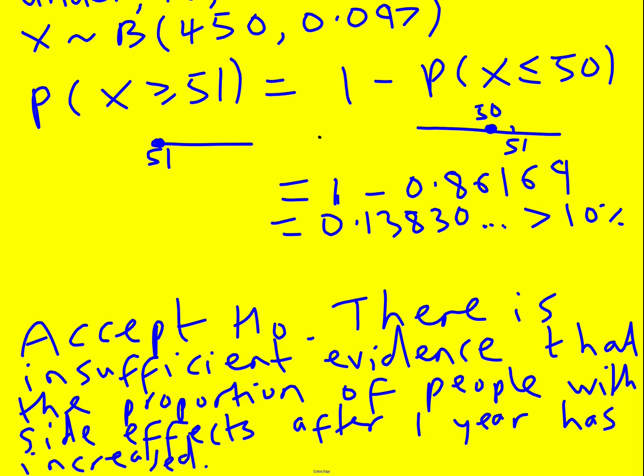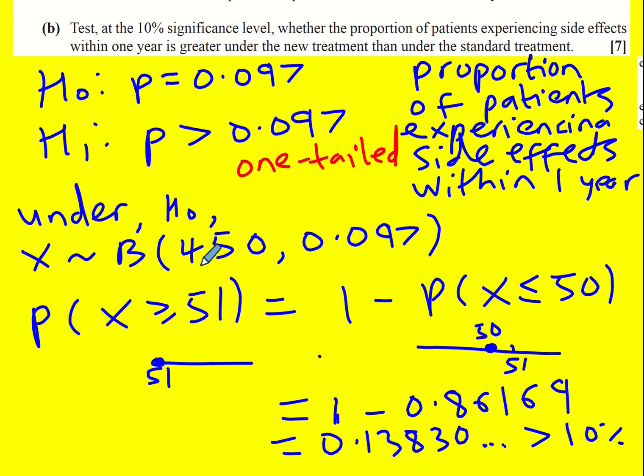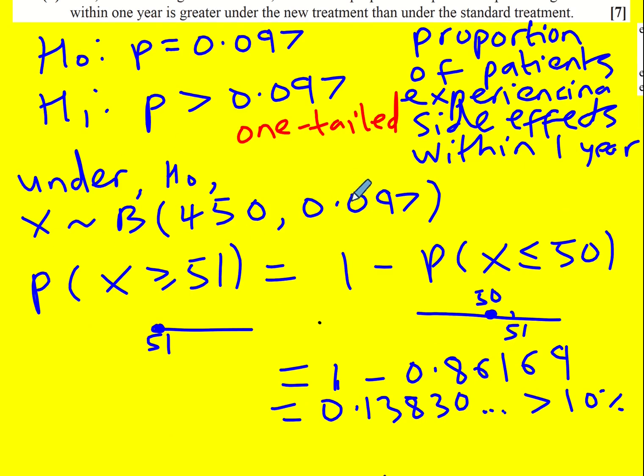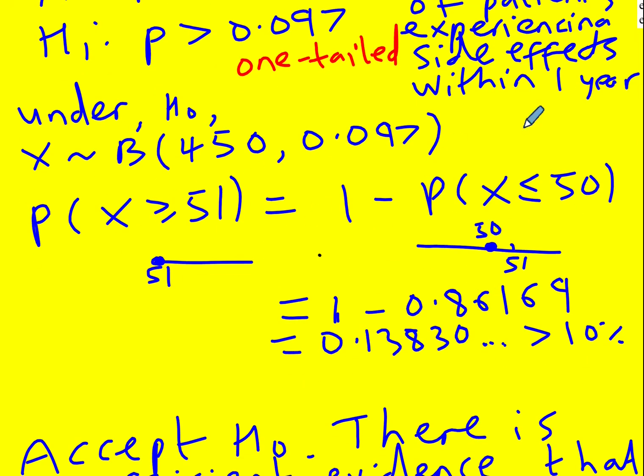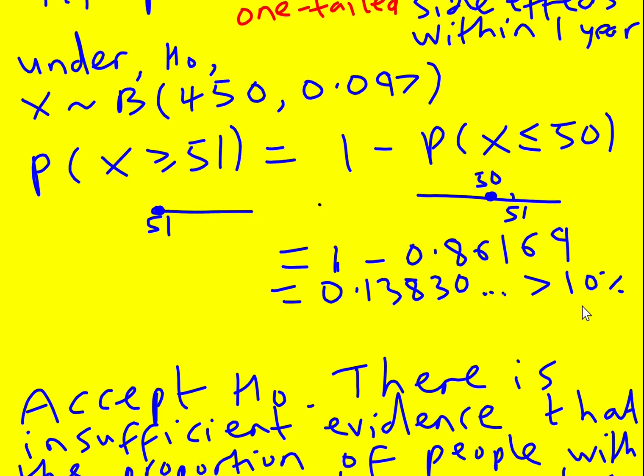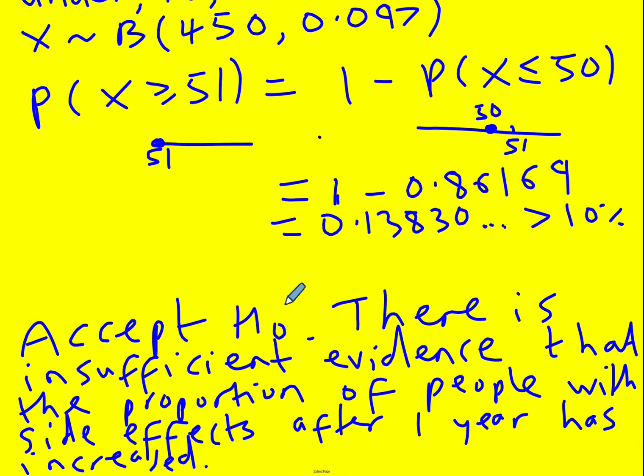There's quite a lot to write, but it's really clear in the mark scheme what you get the marks for: writing down your hypotheses, defining P, writing down a binomial model, working out the probability, comparing it with the significance level, accepting H naught, writing a conclusion. These, with context, are the things expected.